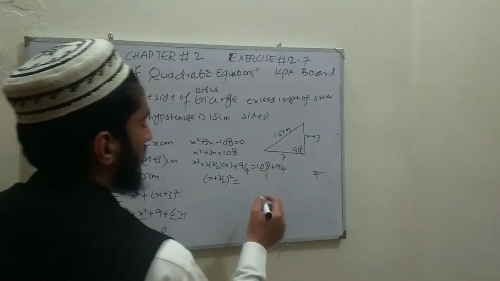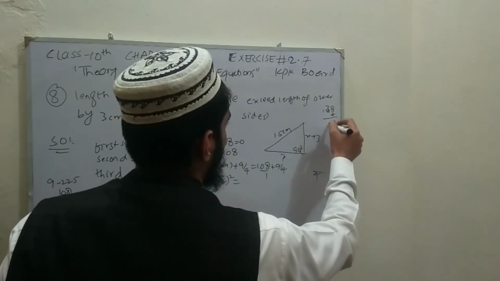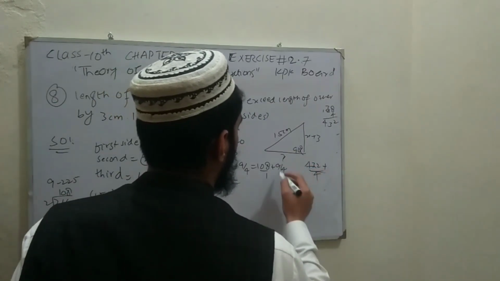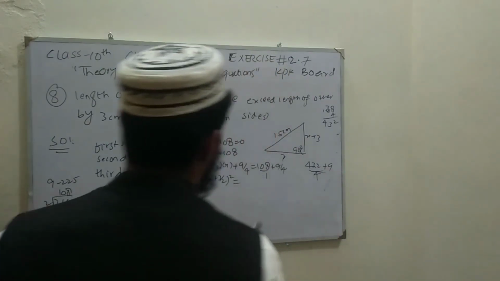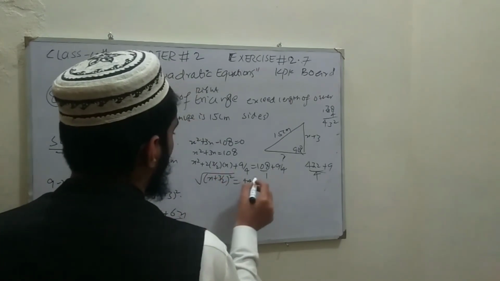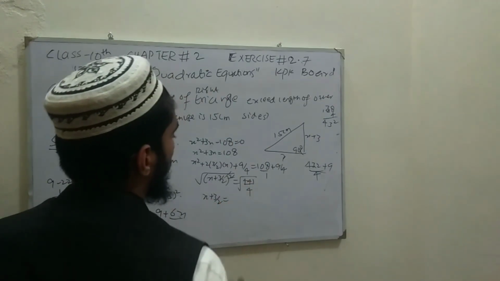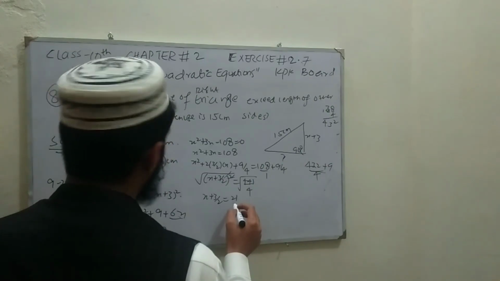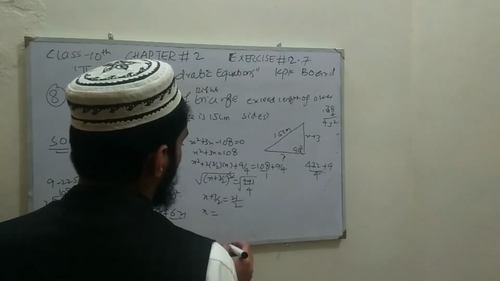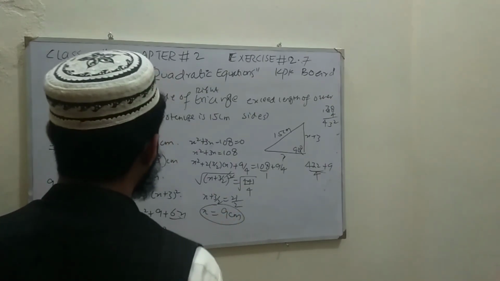So 108 multiply 4 gives us 432. 432 plus 9 gives us 441 over 4. So 108 plus 9 over 4 gives us 441 over 4. Taking under root to both sides, the square will cancel out with under root, so x plus 3 over 2 becomes equal to under root of 441, which is 21. We already saw this in the previous question. And under root of 4 is 2. Shift 3 over 2 to the right hand side, it becomes 21 minus 3 gives us 18, and 18 by 2 gives us 9. So one side is 9 centimeter.